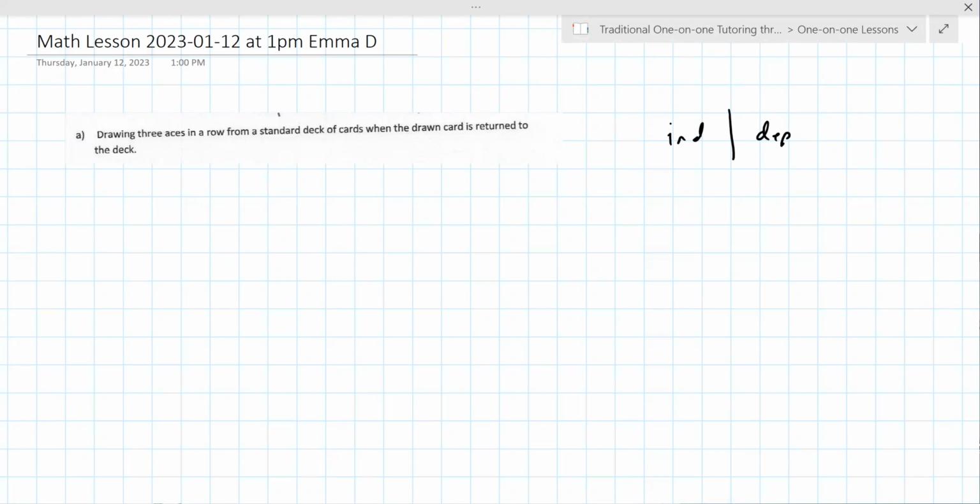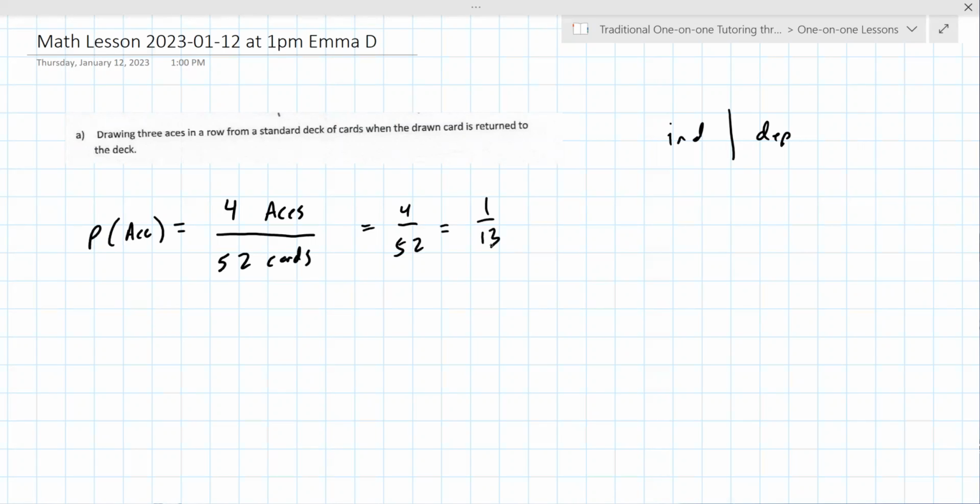Okay, so the idea is that there are 4 aces in a deck of cards out of 52 cards. So the probability of drawing an ace is 4 out of 52, or 1 out of 13. Now if you return the card to the deck, you have not changed the number of aces or the number of cards. So imagine you have a deck of cards and 4 aces, and you grab an ace and you put it back in, you still have 4 aces and you still have 52 cards.